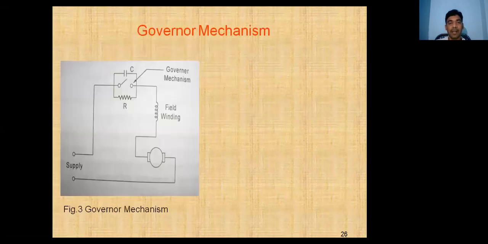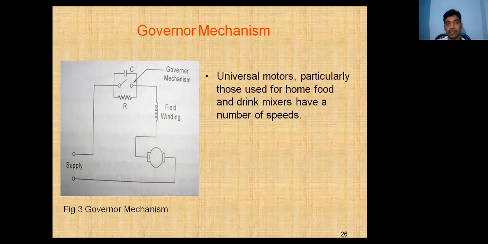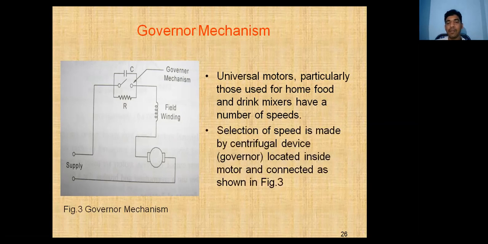This is the governor mechanism: resistance, capacitance and a switch. Universal motors, particularly those used for home food and drink mixers, have a number of speeds. Selection of speed is made by centrifugal devices. The centrifugal device, the governor, is located inside the motor and connected as shown in the figure.